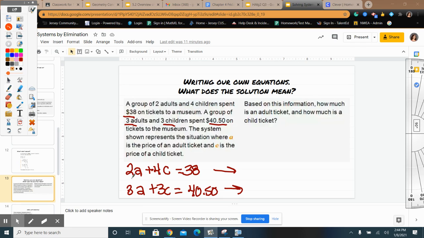What can I turn a 2 and a 3 into? Well, I can turn it into a 6A, but this would have to be a minus 6A. So how can I turn the 2 into the 6A? I'll multiply everybody by 3. So that will be 6A, like I needed, plus 12C is 38 times 3, which is 114.